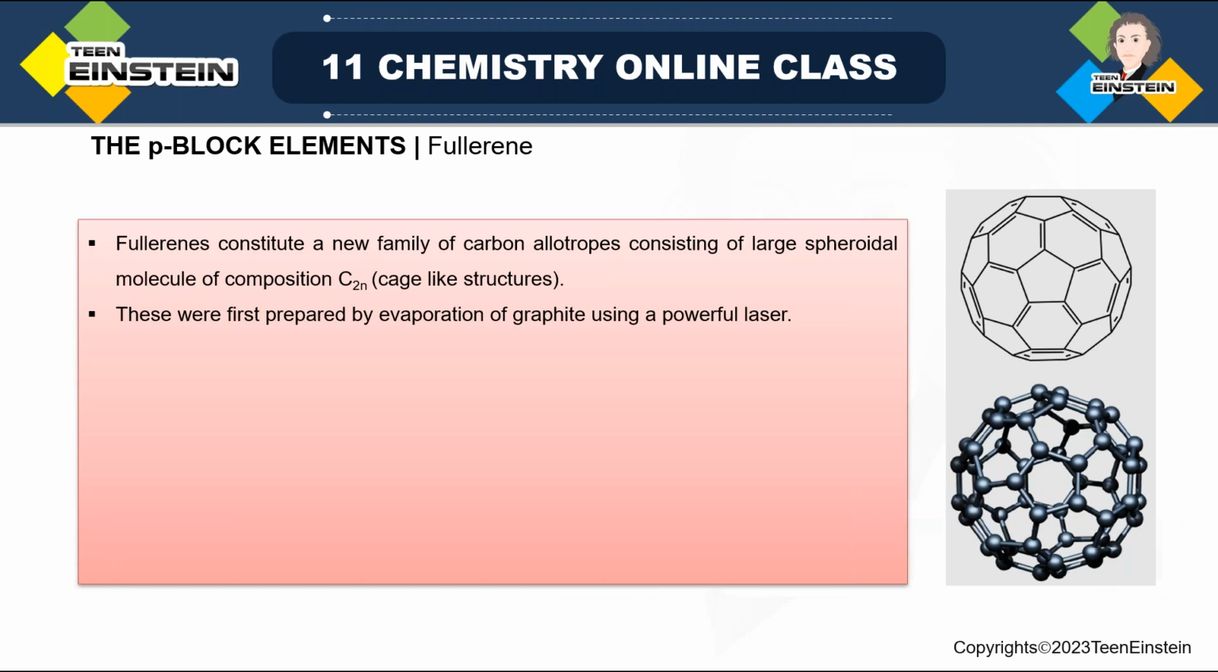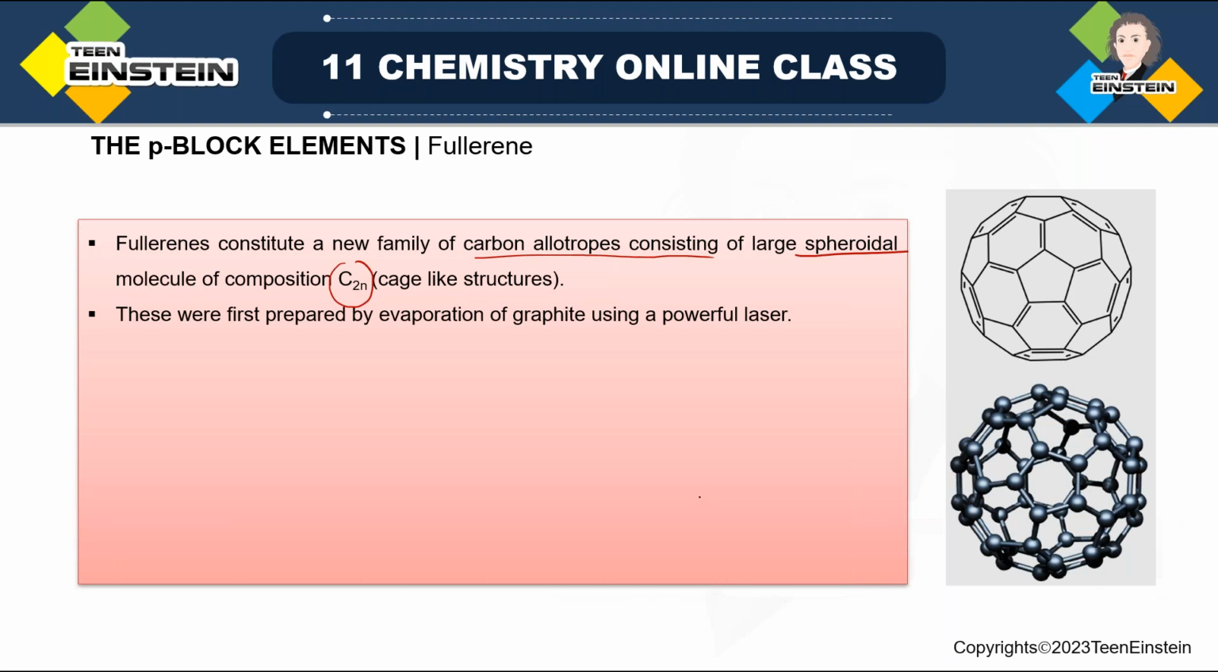Now we will come to the third allotrope of carbon. As we have seen in the first slide, all the allotropes you have seen. Now this is number 3, fullerene. It looks like a ball and it has large spheroidal molecules. The composition is C2N and it is a cage-like structure. That means inside there is some vacancy, right? So fullerenes constitute a new family of carbon allotropes consisting of large spheroidal molecules of composition C2N.